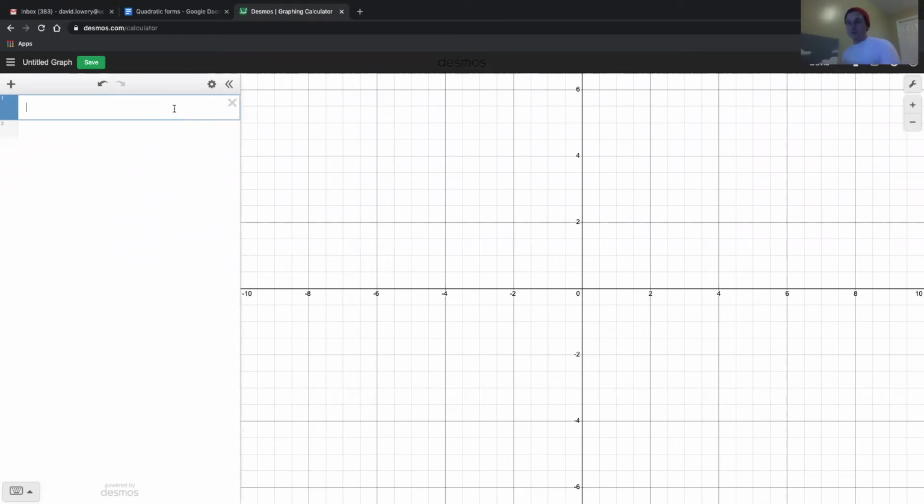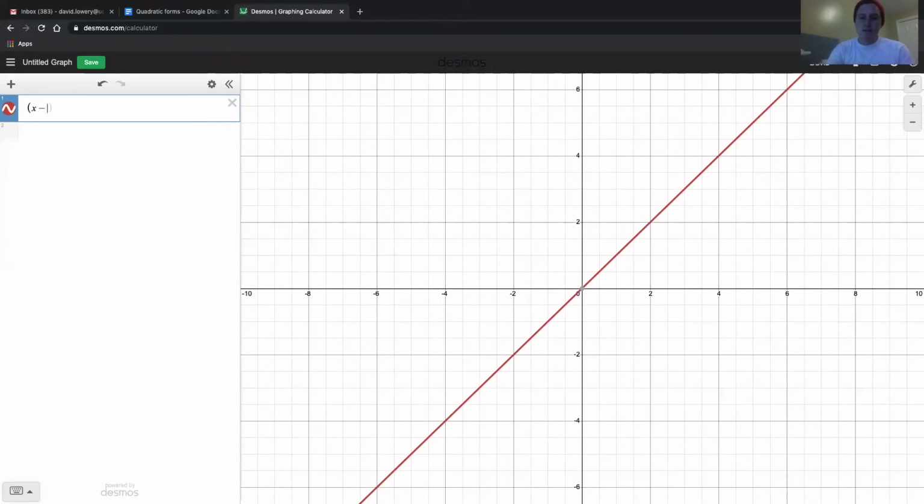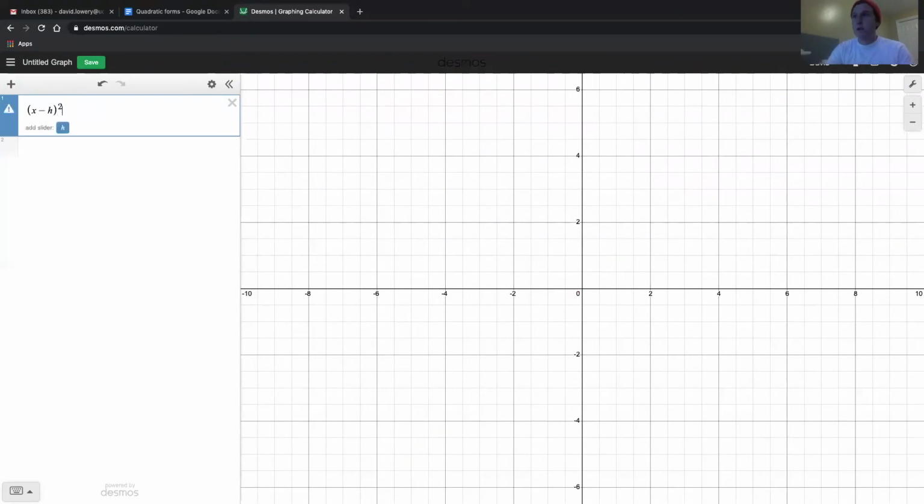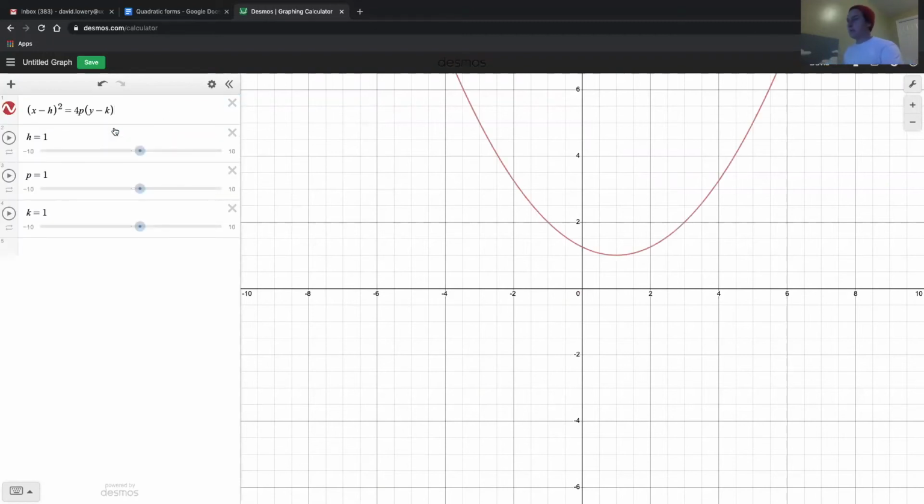Okay, let's start with the vertical parabola. We're going to have (x − h)² = 4p(y − k). We're going to make sliders for all those, and they again default to 1. So our vertex here is at (1, 1). And then remember that 4p is the focal width, okay?